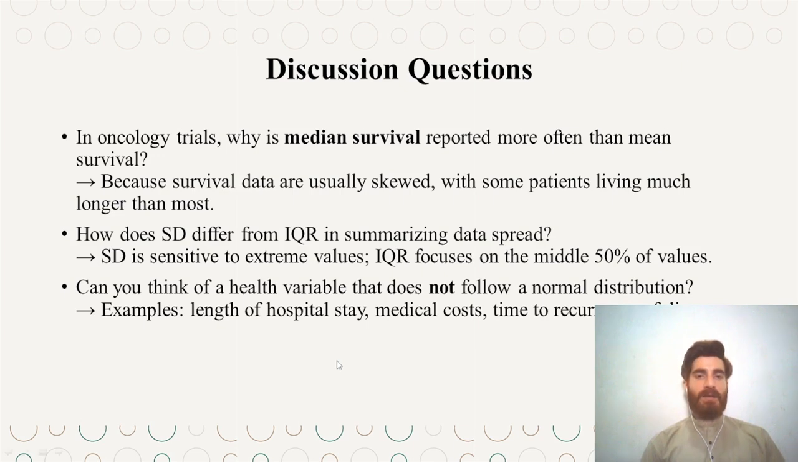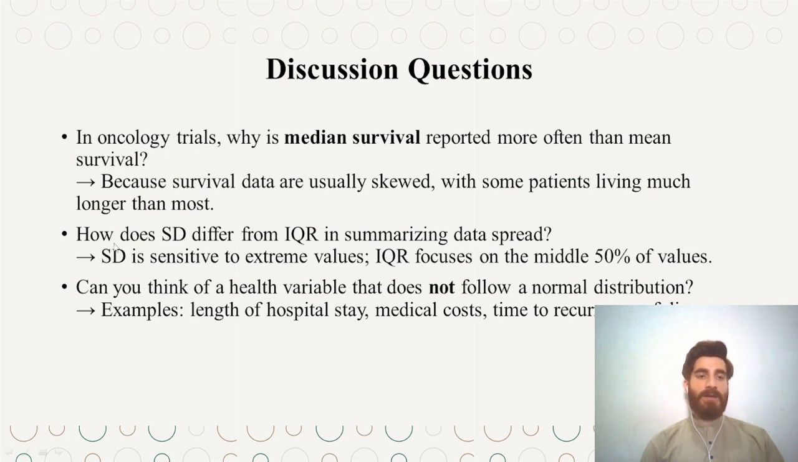So, what are the discussion questions in descriptive analysis? In oncology trials, why is median survival reported more often than mean survival? In this question, they are asking why we use median instead of mean. This is because survival for cancer patients is different from one another. Some patients live longer and some patients die earlier. So there are many outliers in the data. So we will use median for this data.